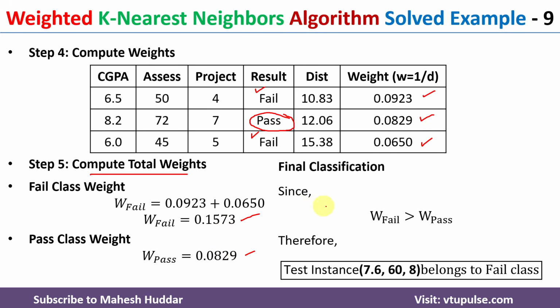In this, the weight of fail is greater than the weight of the pass class, so the new student belongs to the fail class. So this is how we can classify a new example into one of the classes by using the weighted k-nearest neighbor algorithm. I hope the concept is clear.